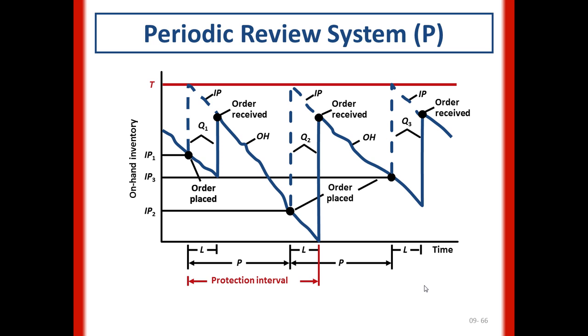You might notice that the P system is different from the Q system because the P system does not have a reorder point. Instead, the P system has the target inventory T. Target inventory is the highest level of inventory in the system. The amount ordered in the P system is the difference between the target inventory and the inventory position IP. So order equals T minus IP.